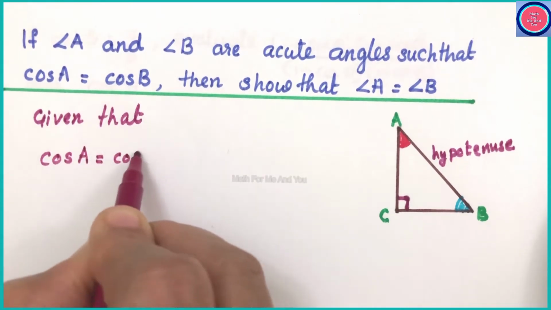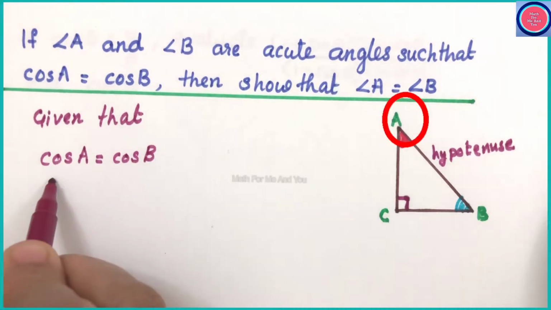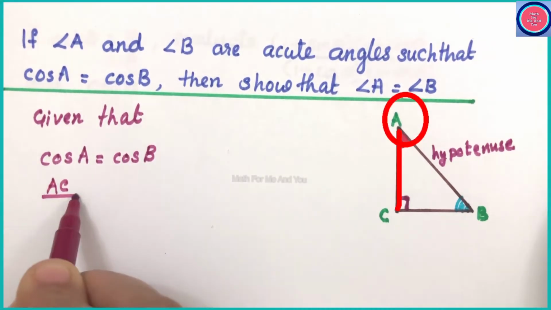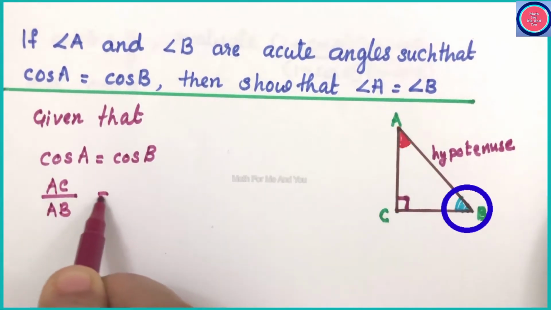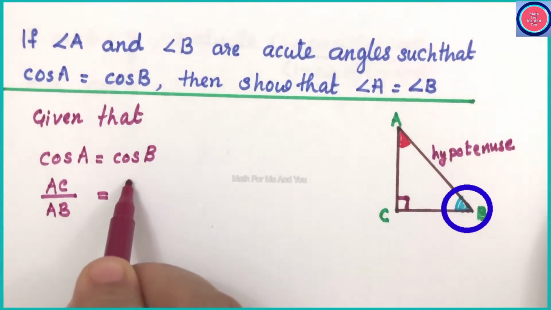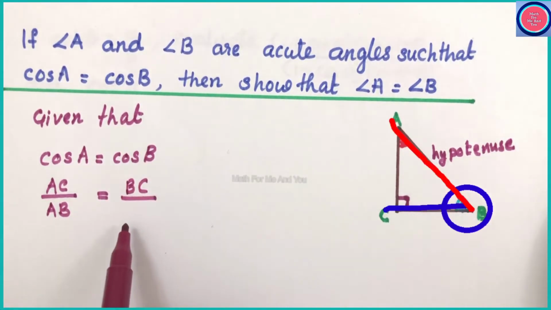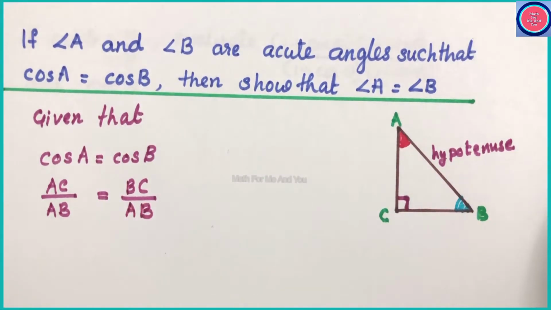We know the ratio. What is cos? Cos is adjacent side over hypotenuse. Adjacent side of the angle divided by hypotenuse. Here when we consider angle A, the side adjacent is AC, divided by hypotenuse is AB. When we consider the angle B, which side is adjacent? Side BC. So we can write BC divided by AB. Two ratios are equal. AC divided by AB is equal to BC divided by AB.